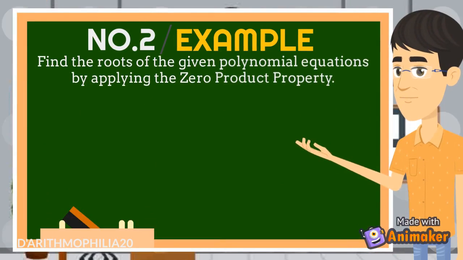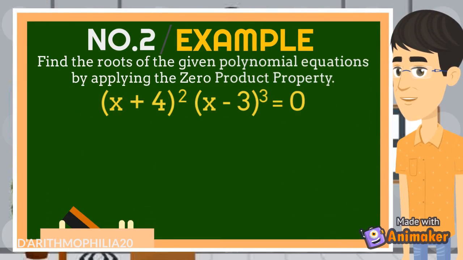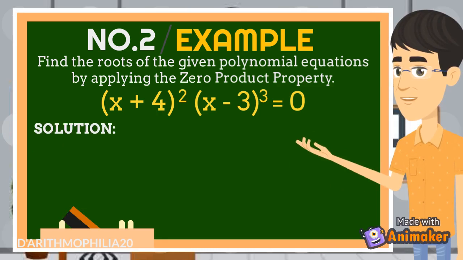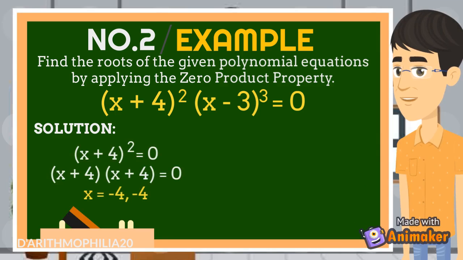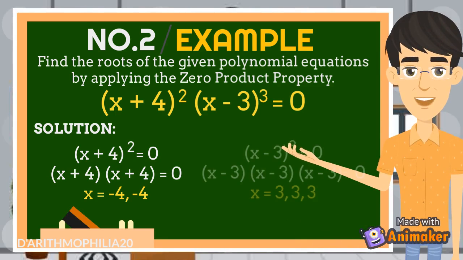Next example, find the roots of the given polynomial equations by applying the zero product property. Quantity x plus 4 squared times quantity x minus 3 cubed equals 0. So, here, as you observed, when there are exponents, we can write them as this. For x plus 4 quantity squared equals 0, this can be rewritten as a pair of x plus 4 equals 0. This also gives us the root of -4 when transposed.